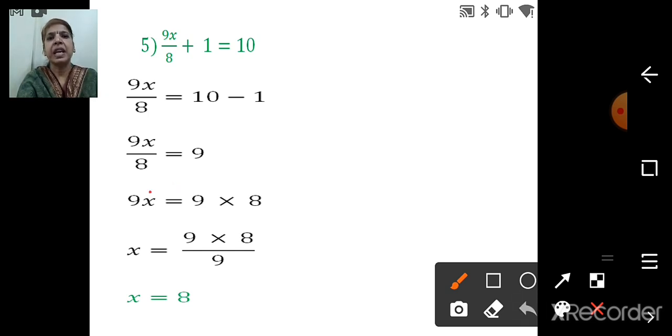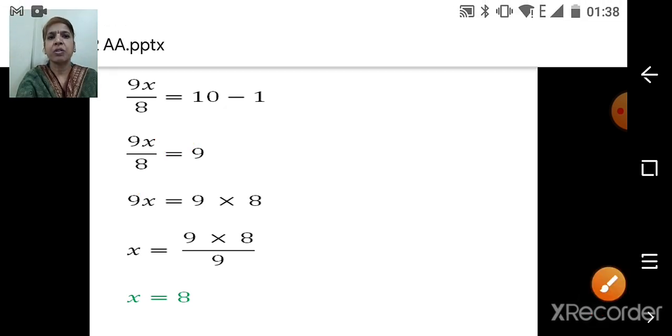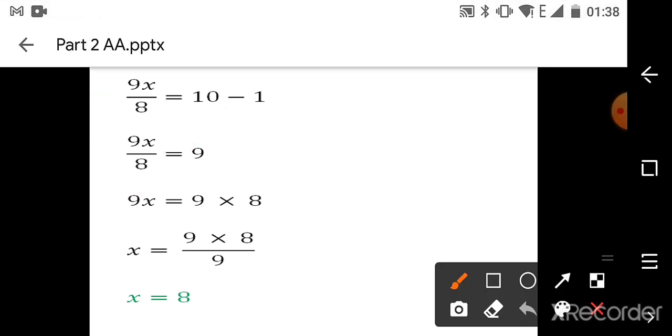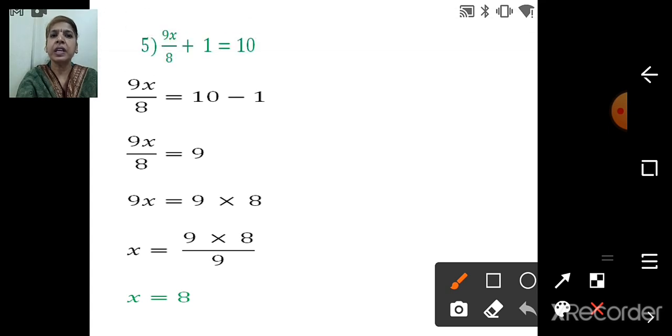Now when we say 9x upon 8, it means it is division. So when it is given division, what we have to do? We have to take multiplication on both the sides. Multiplying by 8 on both the sides. So when we multiply 9x upon 8 with 8, 8 gets cancelled. And what is remaining is 9x. Now it is understood. We have learned to solve the equation.